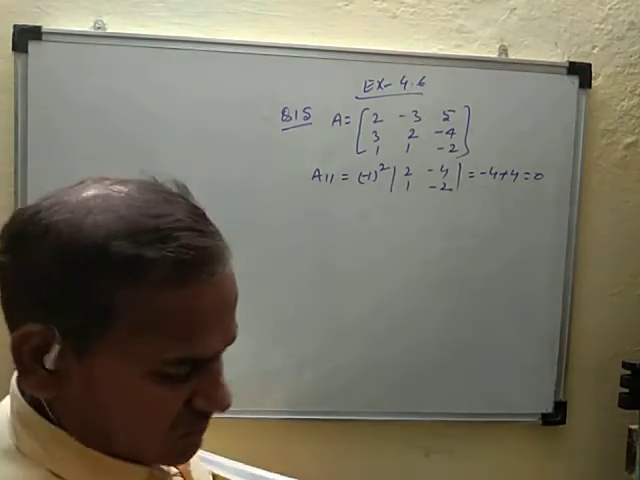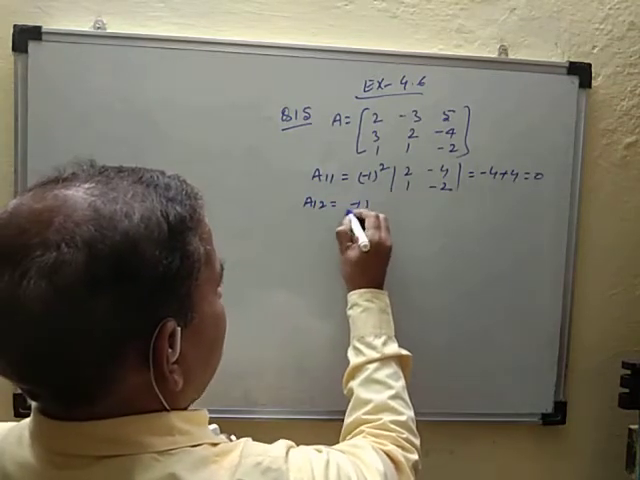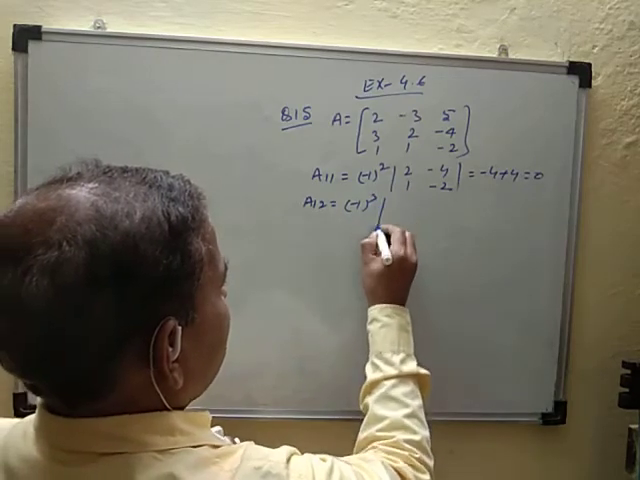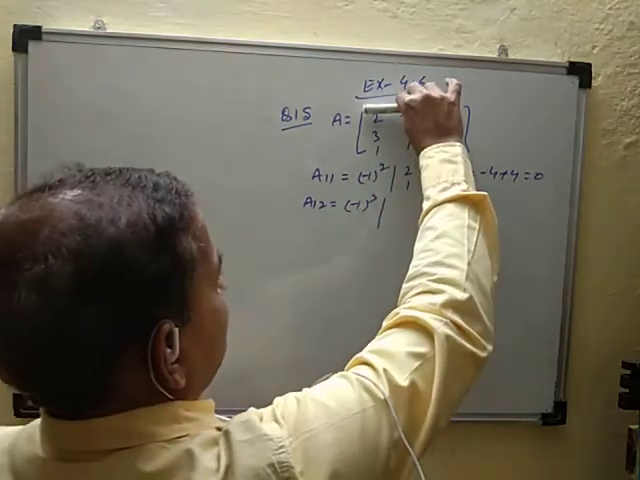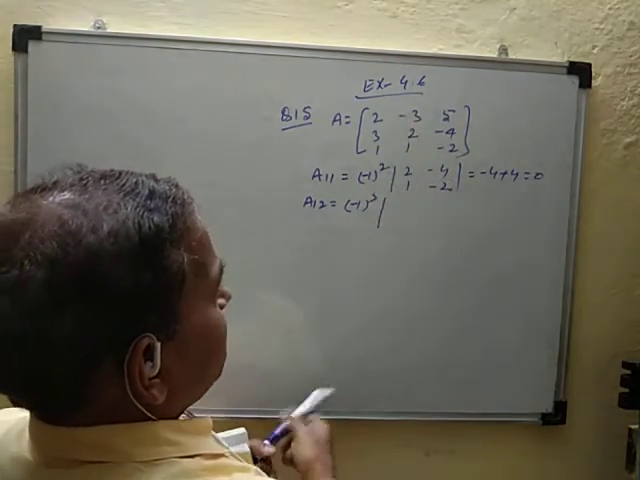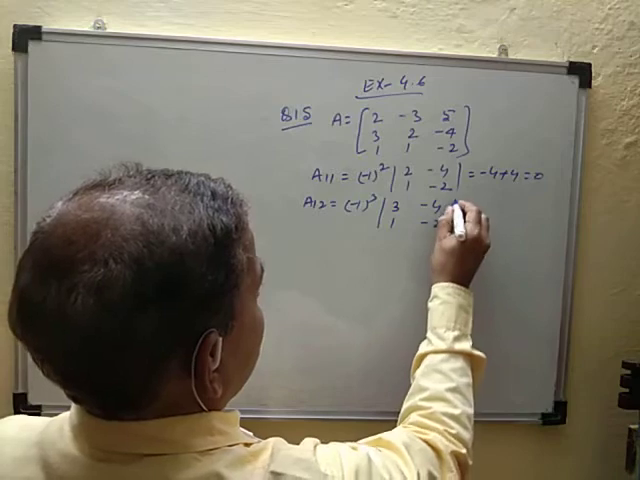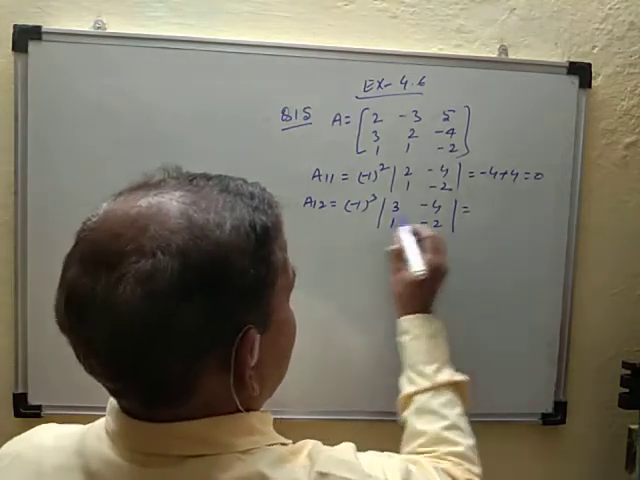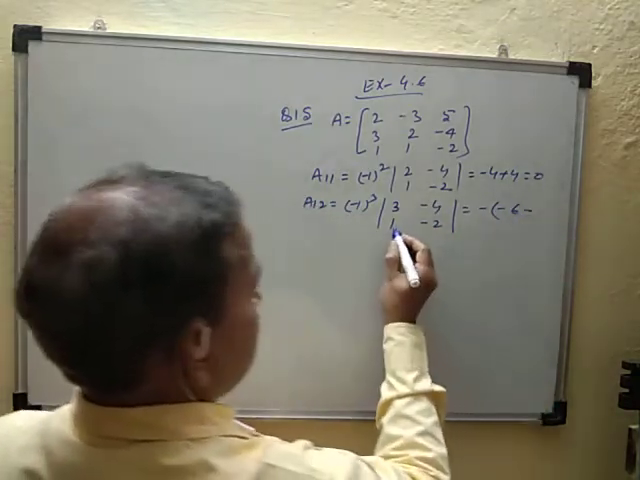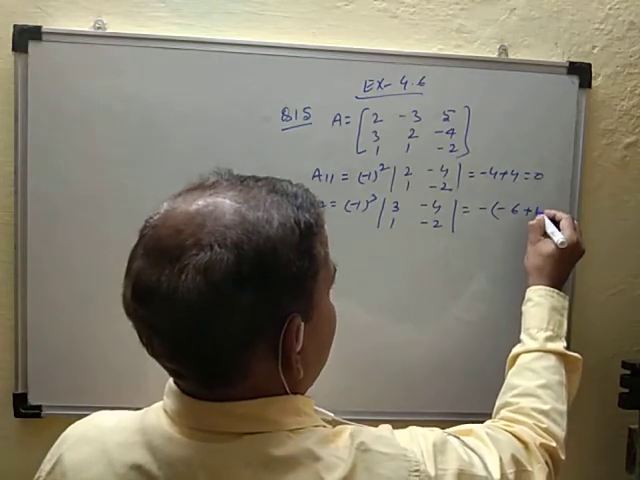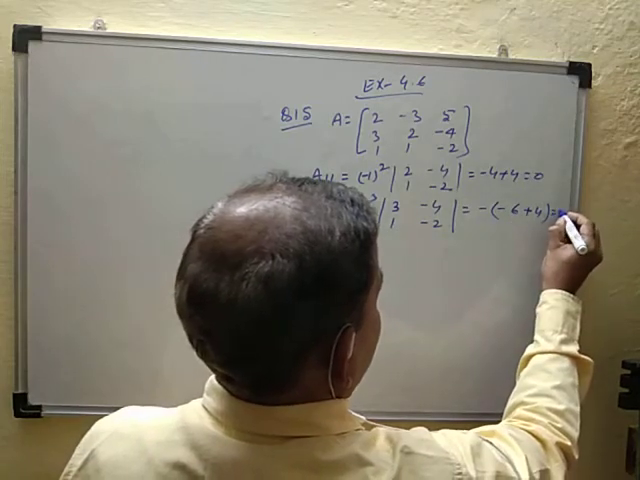Now find A12. A12, that is minus 1 to the power 1 plus 2, that is 3. Now delete first row and second column. So what are the remaining elements? 3, minus 4, 1, 2. Now cross multiply, this becomes minus 2 into 3, minus 6, then minus 1 into minus 4, and minus plus. So this is equal to minus 2 becomes plus 2, that is equal to 2.